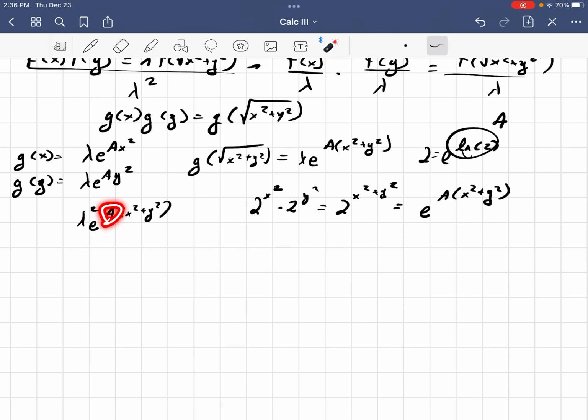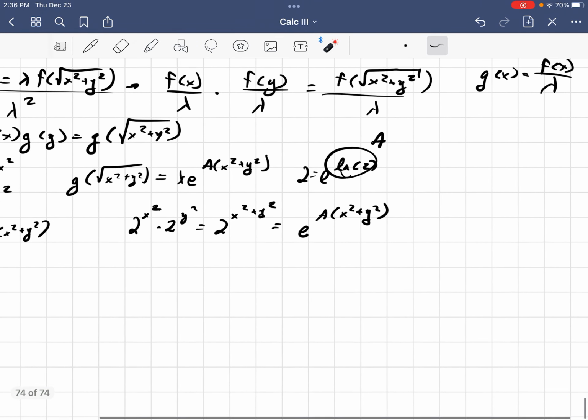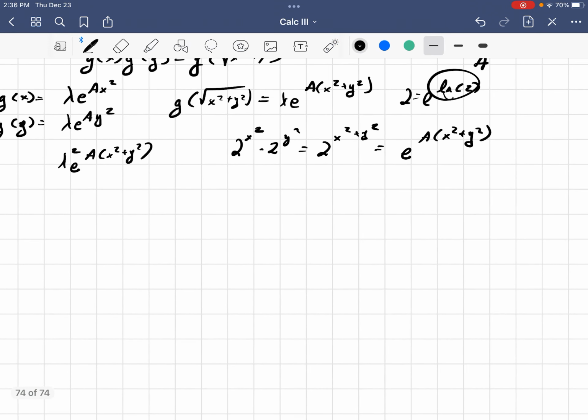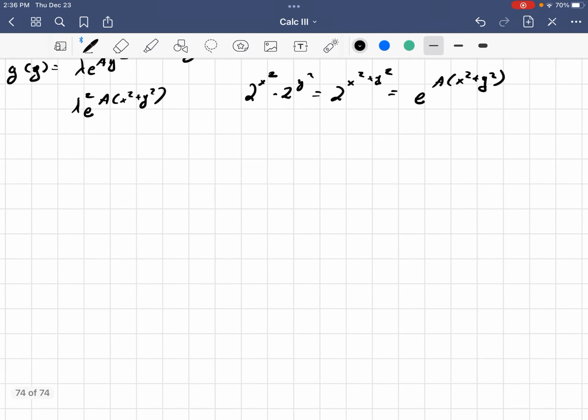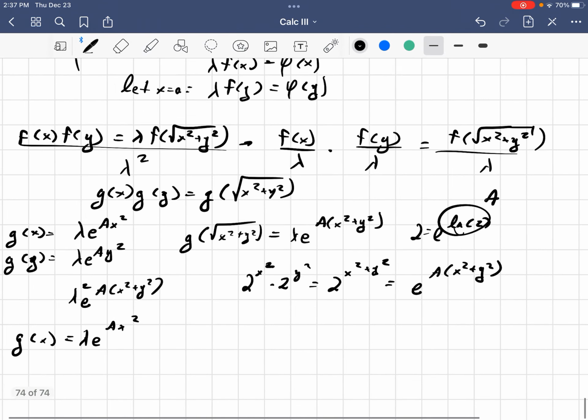And so that's why we tack on the constant a, and again we tack on the constant lambda, just by noting that g of x times g of y is just some scalar multiple of g of x squared plus y squared. So the most general case has a lambda out front. Okay. So our solution g of x is lambda e to the ax squared. And now basically what we're left with is finding lambda and a in terms of parameters of the normal distribution.